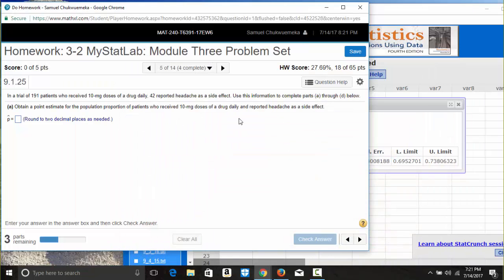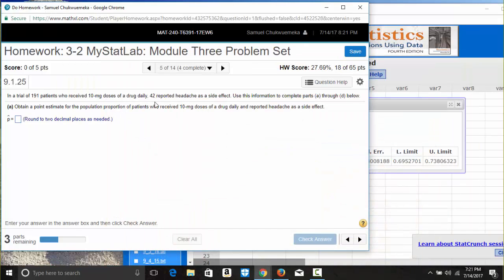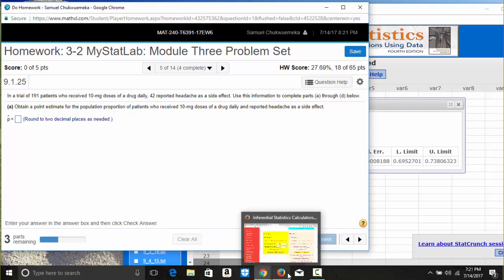We can use this. X is 42, n is 191. So let's leave it as 90%. That's fine. It doesn't matter because we want to find p hat. P hat is just x divided by n. It is in the notes on my website, the formulas are there.